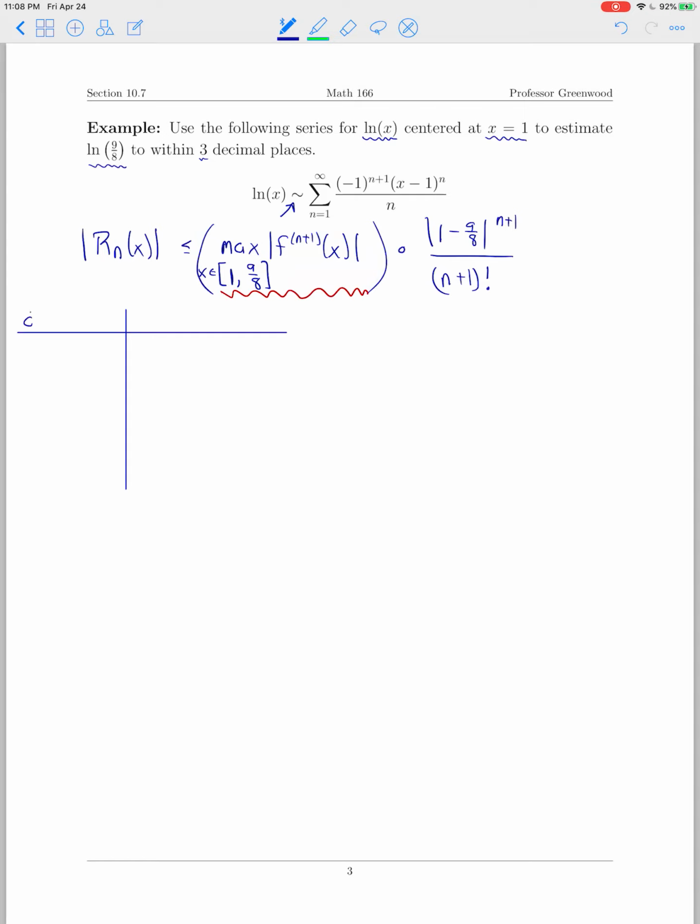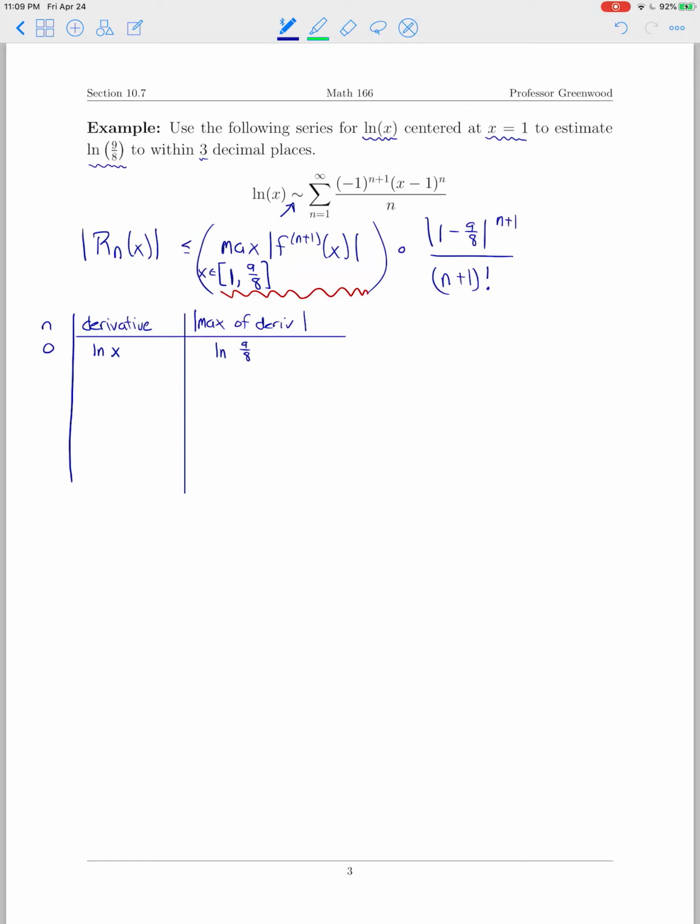And so here on the left, then, I'm going to write the derivative of the function, and then on the right, I'm going to write out the max of that derivative in absolute values. And it'll also be helpful to keep track of which value of n each one of these is. And so when n is equal to 0, for example, I'm taking the 0th derivative, and so that's just the original function. And the maximum of this function, which is ln of x, on the range from 1 to 9/8, is just going to be ln of 9/8, because the natural log is an increasing function.